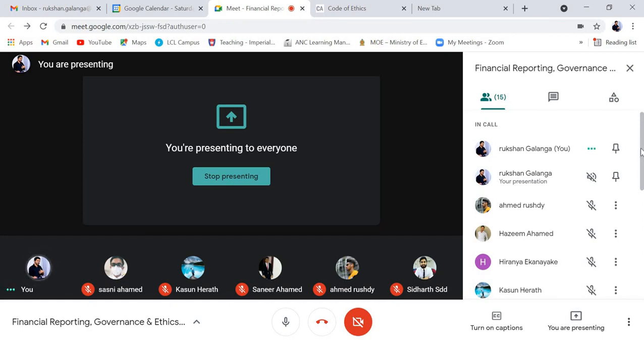Rushdie, tell me the classification part of financial instruments. Financial assets, financial liability, equity instrument. Financial assets: equity and debt. Equity: fair value through P&L, fair value through OCI. Debt: fair value through P&L, fair value through OCI and amortized cost. Very good, right? That's enough.